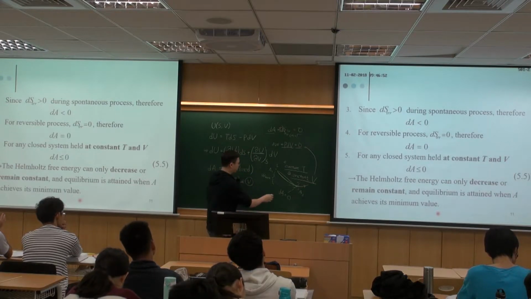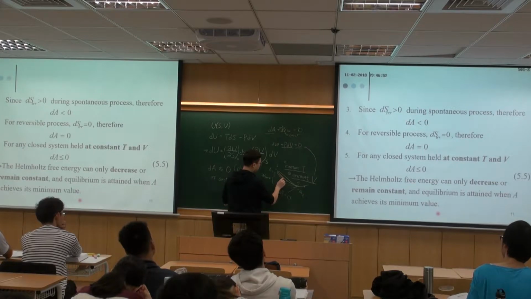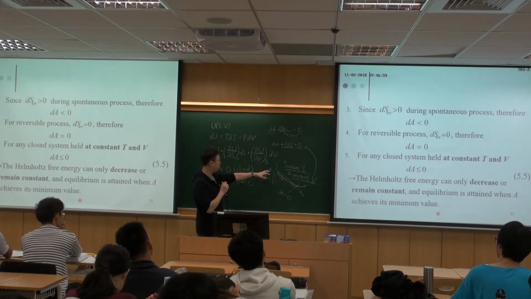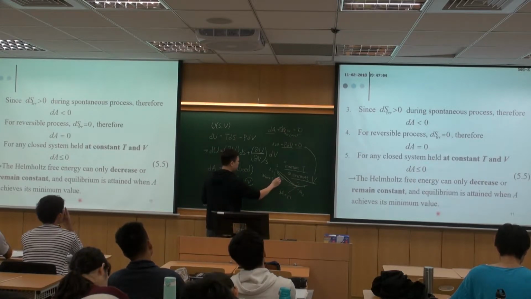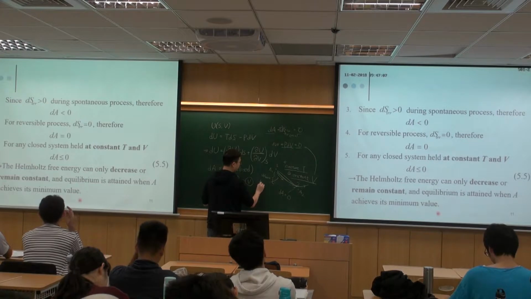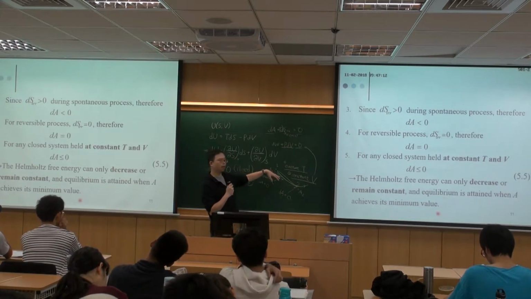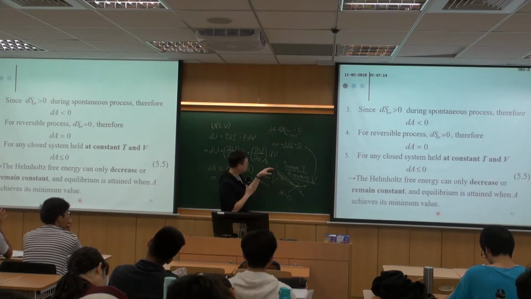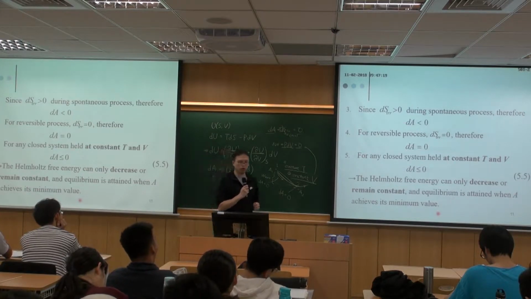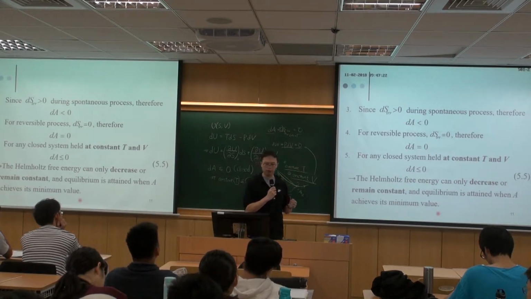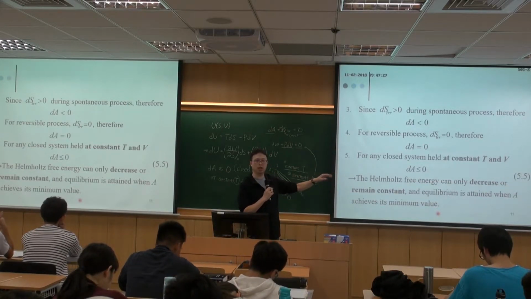Okay? And a spontaneous process means that it will go from higher Helmholtz free energy to lower Helmholtz free energy spontaneously. Therefore, you have dA less than 0. Because if this is a spontaneous process, it will just go spontaneously from state 1 to state 2. Okay. And again, an important feature of using Helmholtz free energy is that you're dealing with constant temperature and constant volume.